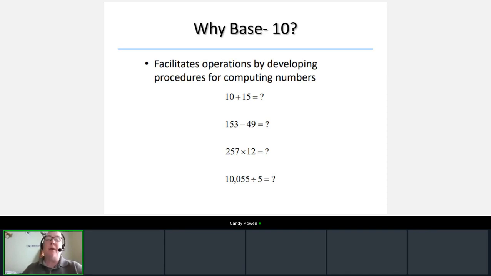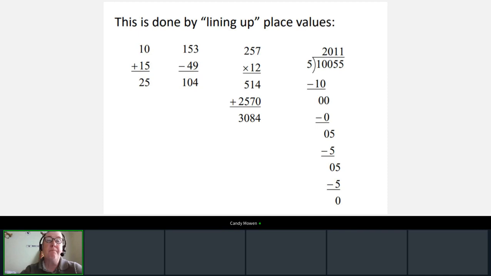Why base 10? It facilitates operations by developing procedures for computing numbers. We look here at a couple examples. It can be done by lining up the place values. This is kind of what I was used to, the good old math. It's not Common Core now. So we add them up, line them up, and we can do long division, or in multiplication in this case, we multiply and then we add the two lines.